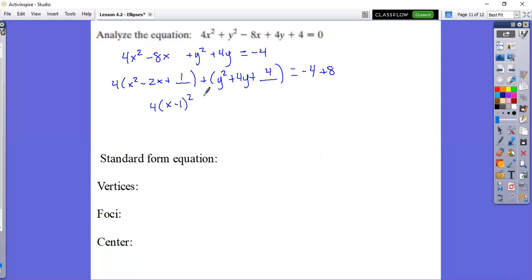So this is 4 times x minus 1 squared plus over here, half of 4 was 2. So then this would be y plus 2 squared, and this is equal to 4. So again, it's not equal to 1. So to make this look like a more familiar form and make sure that it's equal to 1, I would divide everything by 4. And I finally end up with my standard form of the equation, which would be x minus 1 squared plus y plus 2 squared over 4 equals 1. And now from here, I'm going to leave it up to you to analyze the rest of the equation.